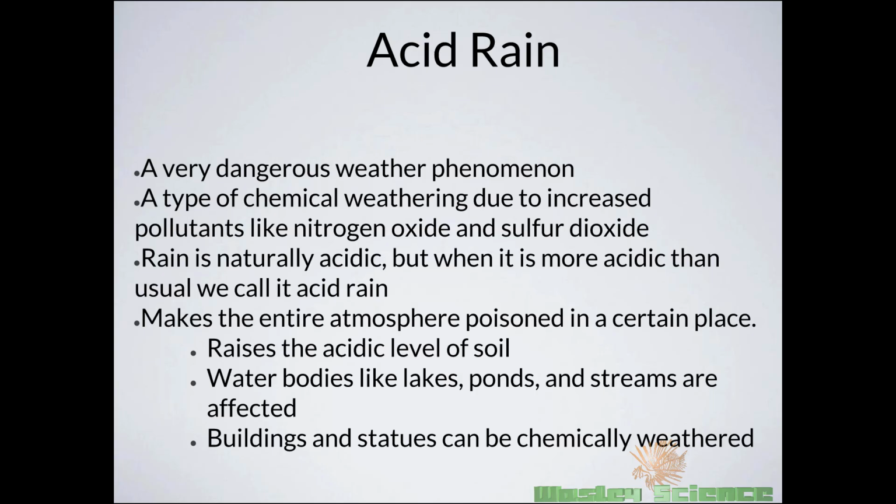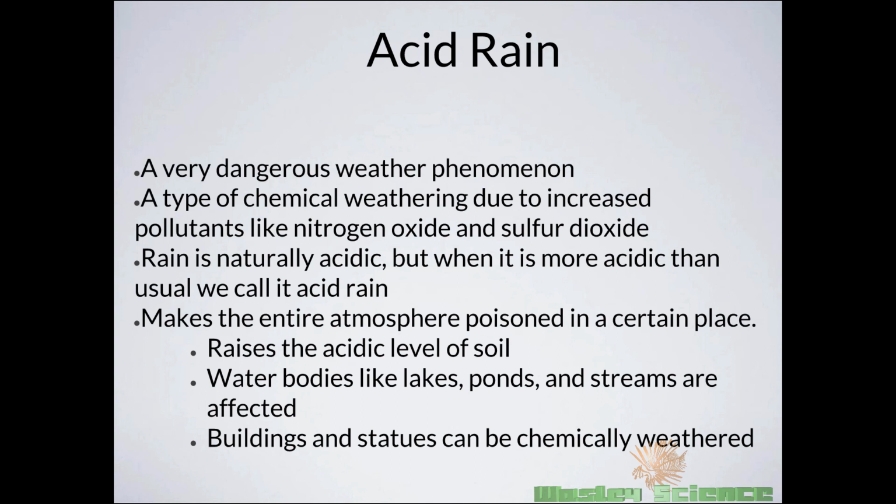Acid rain is actually occurring most of the time it rains. Rain is naturally acidic, but when it is more acidic than usual, that's when we call it acid rain. And it's a chemical weathering process that is due to increased pollutants like nitrogen oxide and sulfur dioxide. And don't worry if you don't know what those are. We're going to talk about those next semester when we get into quarter 3 and we talk about air management.